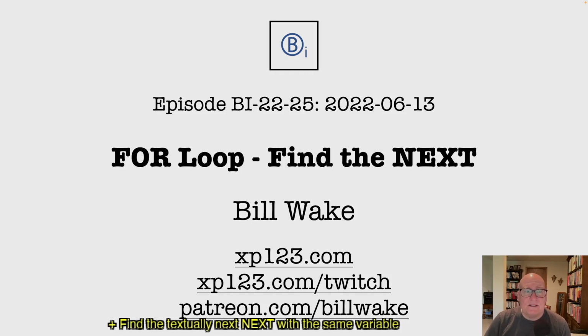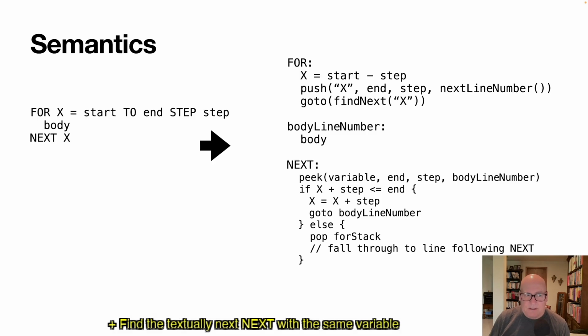We're here working on a basic interpreter, and we've made a lot of progress. We finished expressions, decided to start tackling some more control structures, and we picked the hardest part, I think, of the whole language, at least from a semantic point of view. It's the for loop. And we're to the point where we need to find the corresponding next statement. So I thought I'd go back a little bit and look at the semantics of this thing.